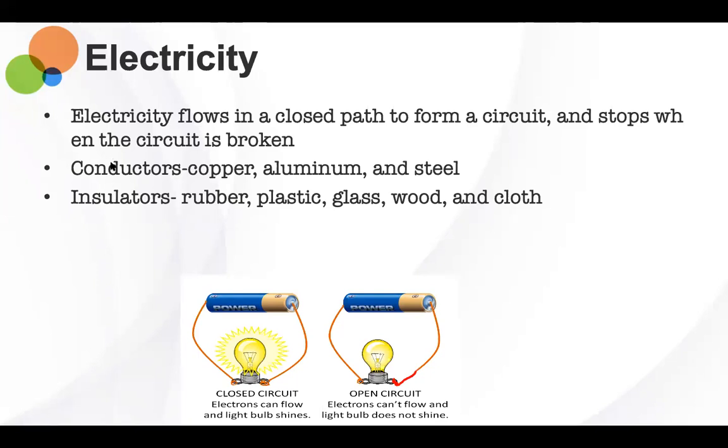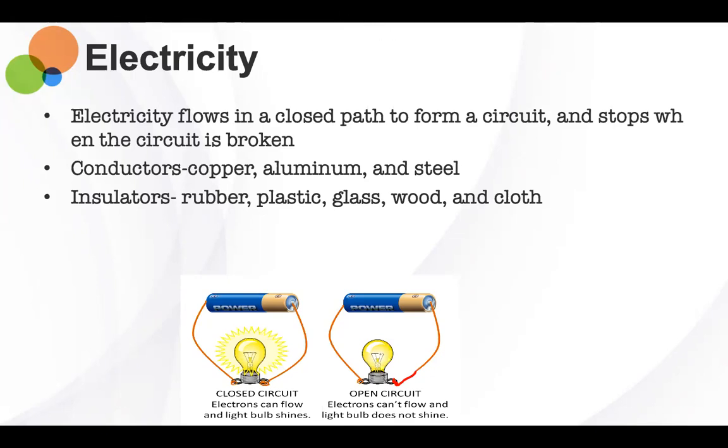Right, so we have copper, aluminum, and steel. These are the most common conductors that we use for electricity flow. For example, if you want to get electricity from the power plant to your houses, more than likely you'd use copper wires because it is the most efficient wire. But you would find these inside of the wires that essentially carry current.